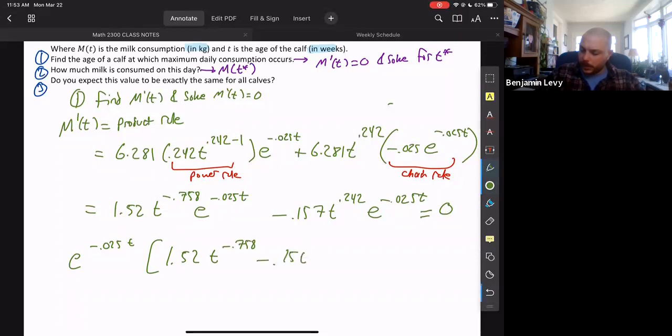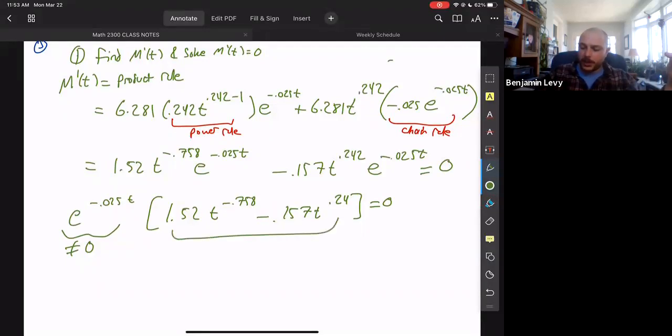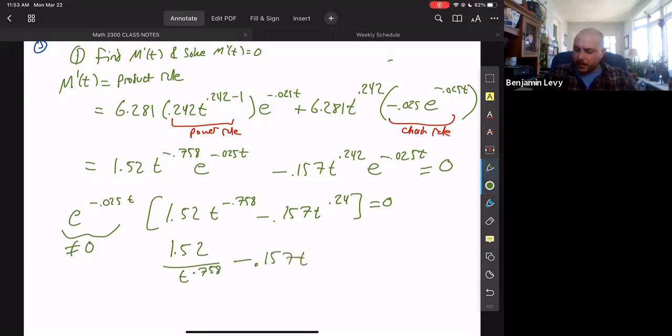These decimals are throwing me for a loop, just rewriting them. And every time we've done this, we always say, oh, well, exponentials are never 0, so we don't get anything from that. And it's the same thing here. So the exponential just gets out of the way, and then we want this inside piece to equal 0. It's still tricky, though, because the t has a negative exponent, and so it's like, how am I going to solve this?